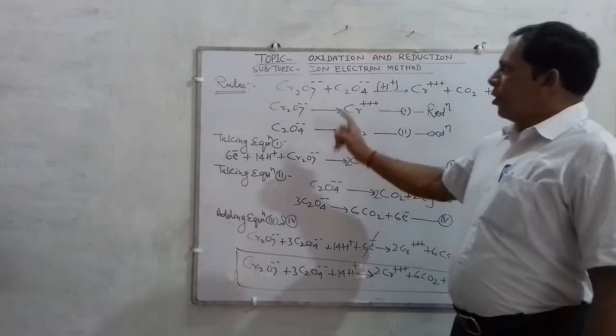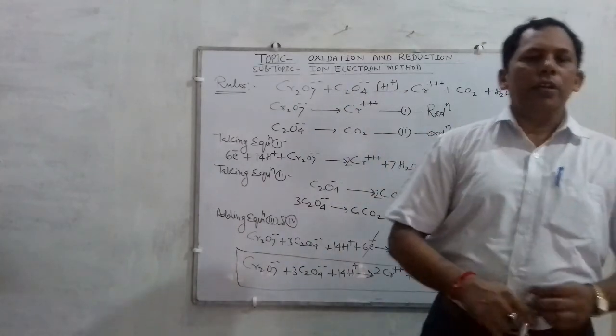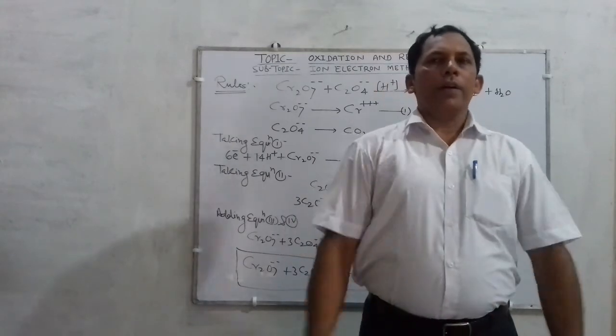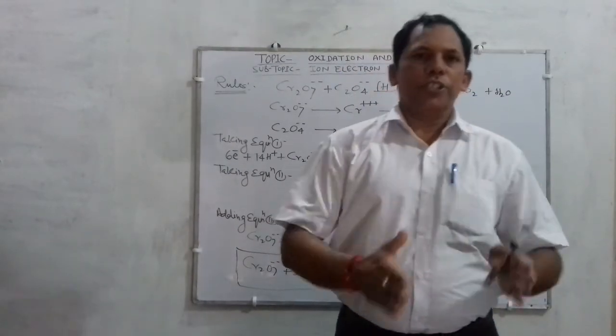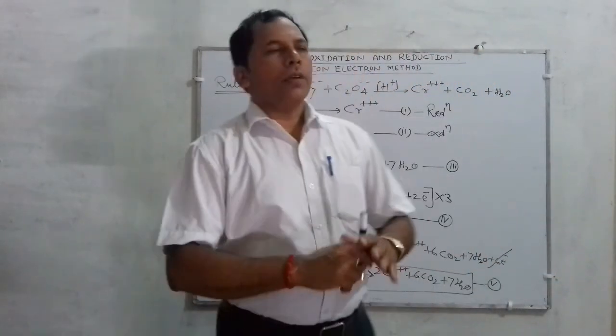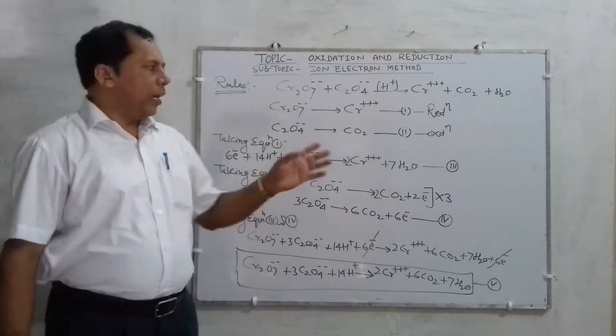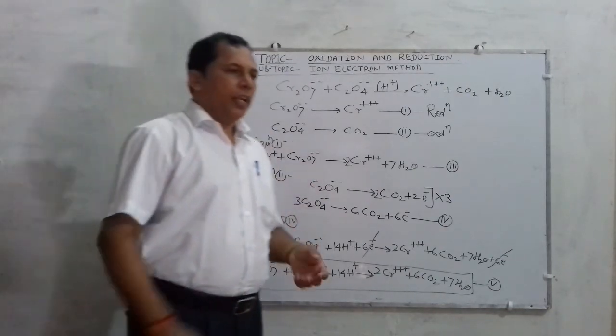So children, this is all about balancing, and in the next lecture I will explain one more important point, that is what is oxidation number, and how a chemical reaction is balanced by the oxidation number method. That I will discuss in the next lecture.